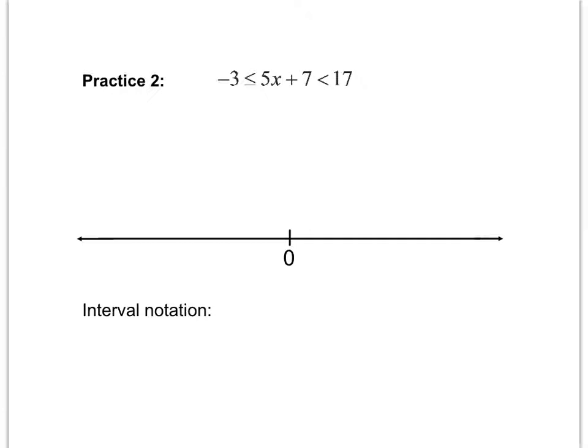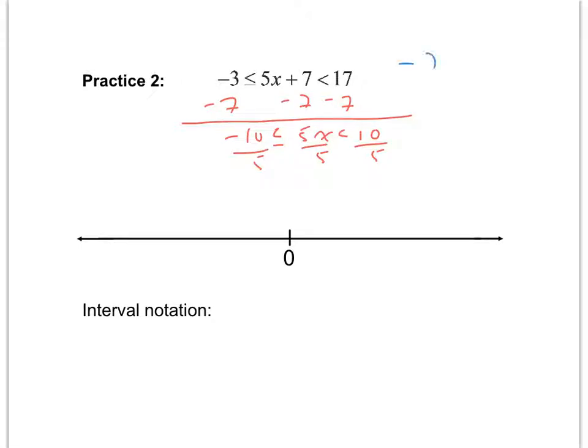I'm going to subtract 7, subtract 7, subtract 7. So now I get negative 10 is less than or equal to 5x, which is less than 10. Divide everything by 5 to solve for x. Now I have a compound inequality: negative 2 is less than or equal to x, which is less than 2.